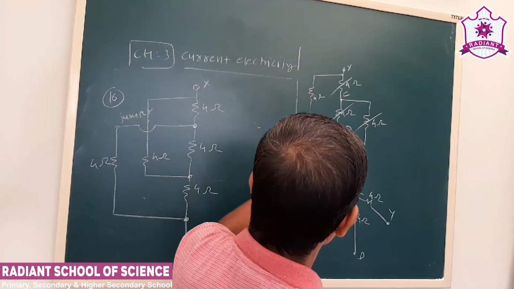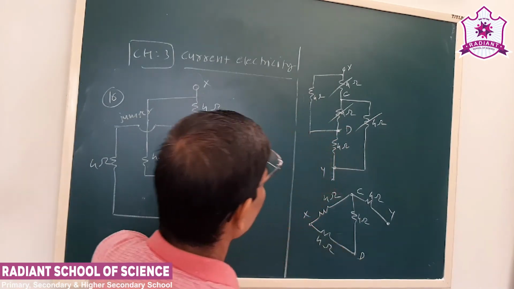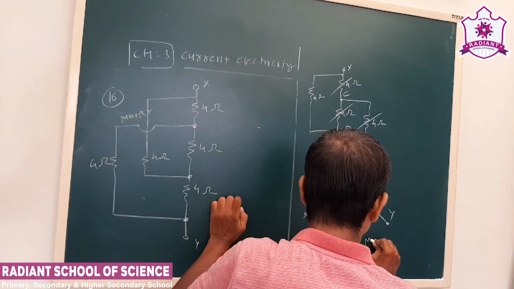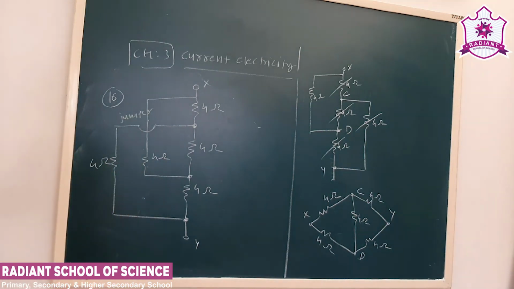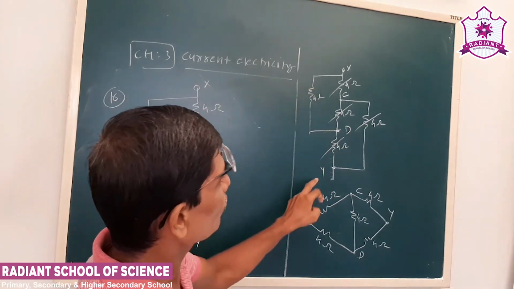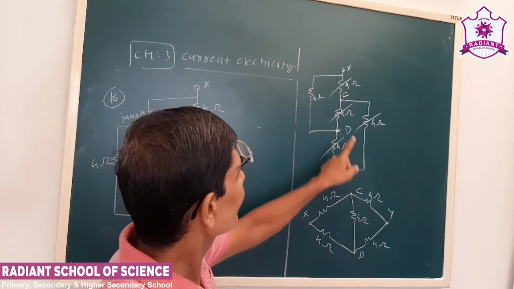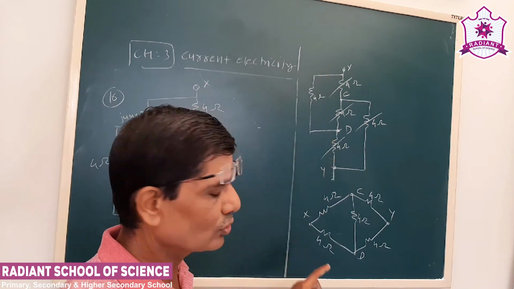Then between X and D, and finally between D and Y. So this is how we have simplified the circuit. Again, between X and C 4 ohm, between C and D 4 ohm, between D and Y 4 ohm, between C and Y 4 ohm, and between X and D there is 4 ohm.